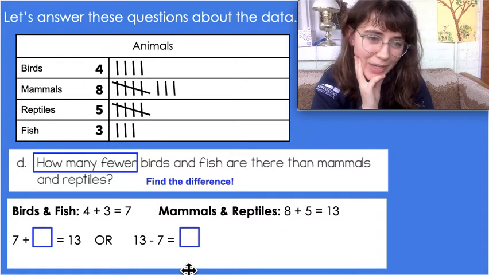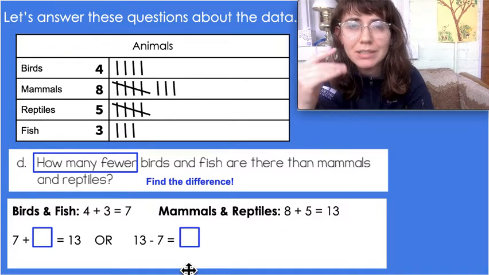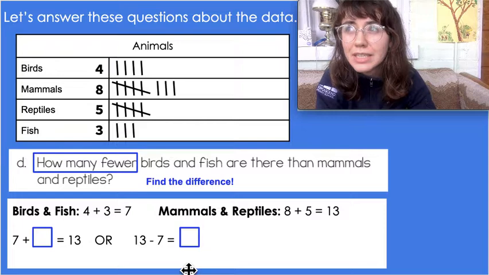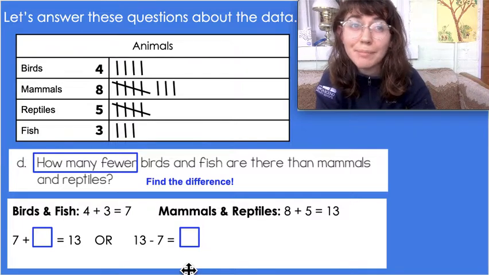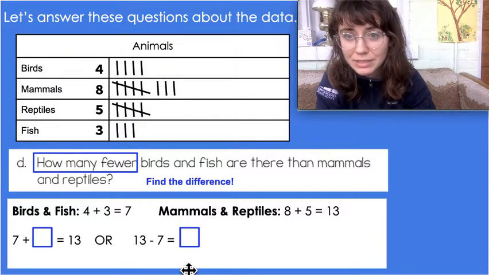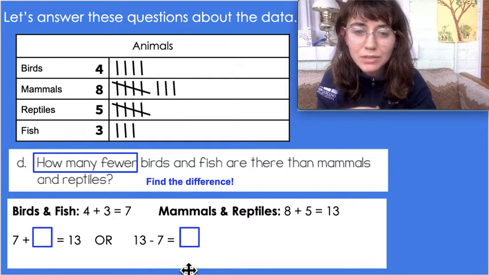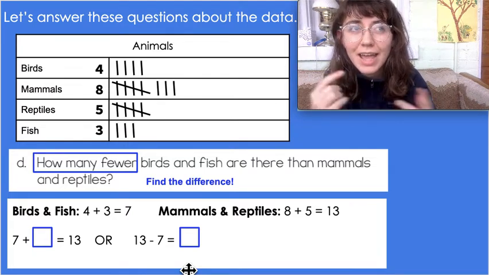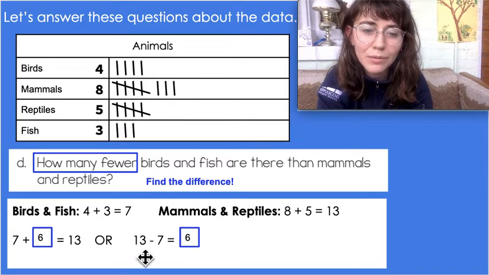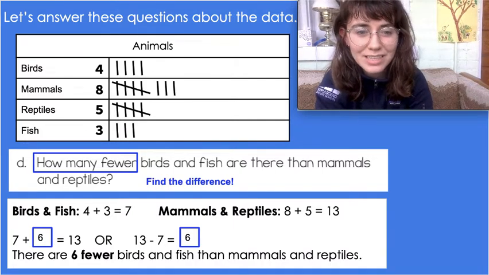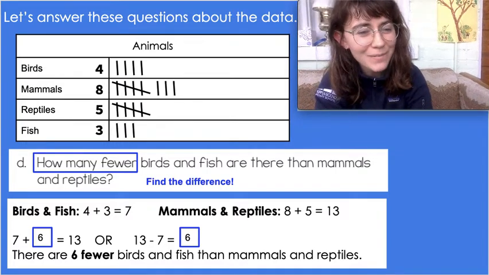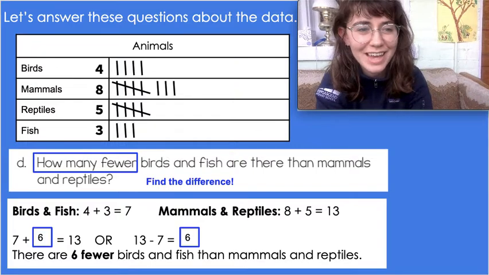So last time I did counting on, so this time I'll do subtracting. I'm doing 13 minus 7. I don't have 13 fingers, so that's kind of tricky. So I know that 13 is kind of close to 10. So 13 minus 3 would be 10. So if I took away just 3, then I'd have 4 left to subtract because 4 plus 3 is 7. So then I would take away 4 from that 10 and I would get down to 6. So you could also solve that by counting on, but 6 plus 7 is 13, or 13 minus 7 is 6. So that means there are 6 fewer birds and fish than mammals and reptiles. We're all done with that problem. We have one more question and then we're all done together.